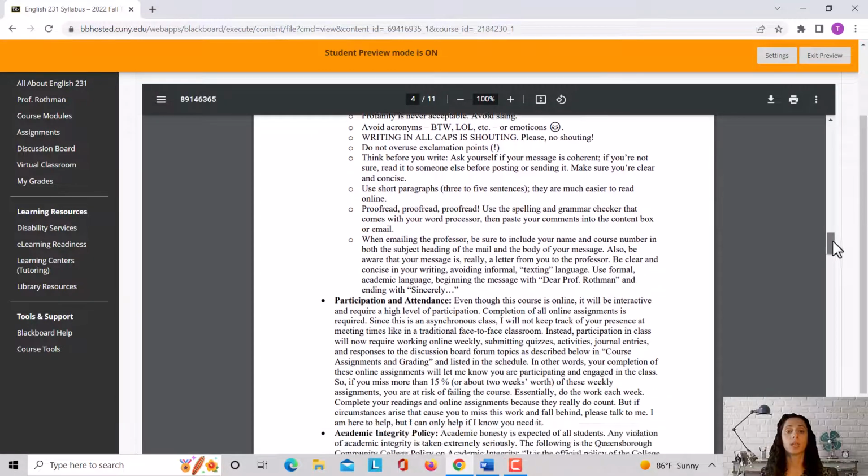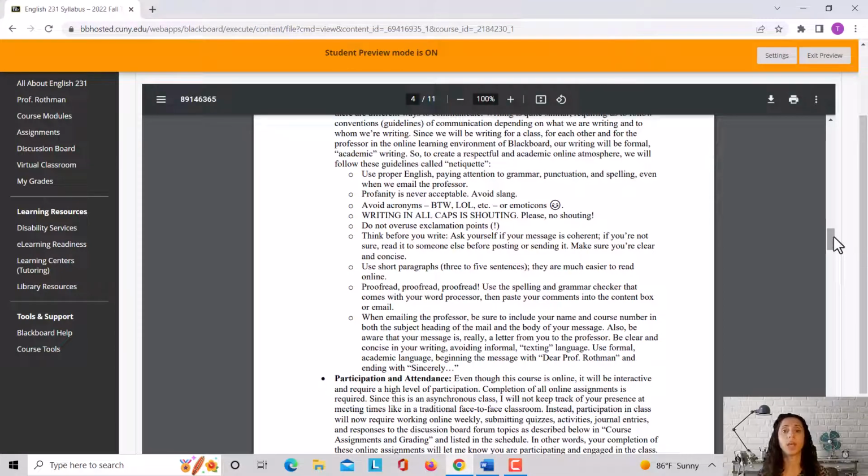So the first guideline involves using proper English, paying attention to grammar, punctuation, and spelling, even when you email me. Profanity is never acceptable. Also avoid slang. Avoid acronyms like BTW, LOL, etc., or emoticons or emojis. Writing in all caps is shouting, so please no shouting. Do not overuse exclamation points, something that I am guilty of in my online writing. Think before you write. Ask yourself if your message is coherent. If you're not sure, read it to someone else before posting or sending it.